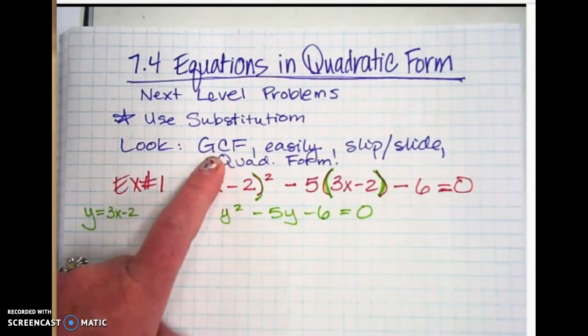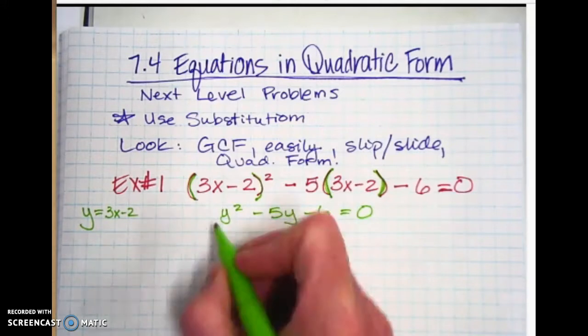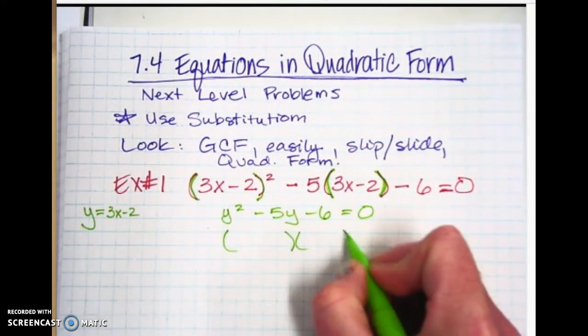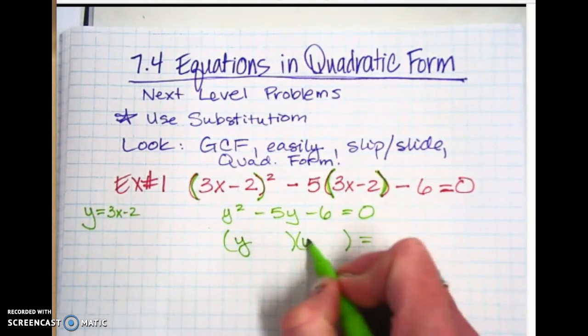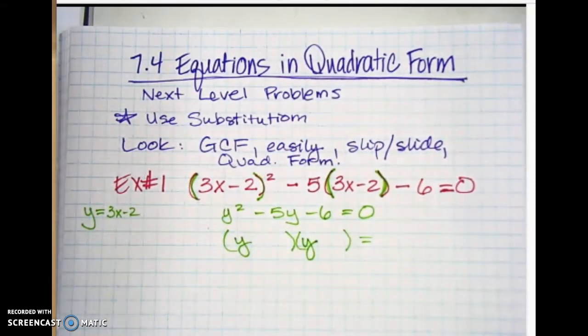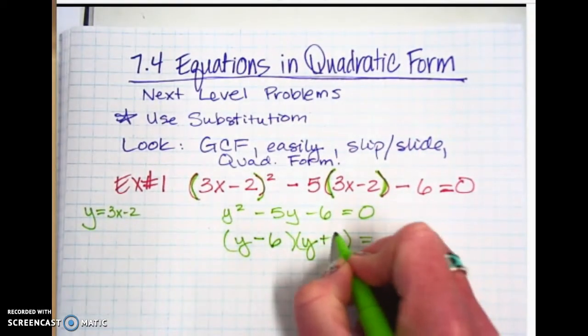Now we look and see, is there a GCF? Is it easily factorable? Can we use slip and slide? What do you think? Easily factorable, right? So I'm going to do 2 sets of parentheses. I know that y and y are going to get us the y squared. What 2 numbers will multiply to get negative 6, but add to get negative 5? Negative 6 and 1.